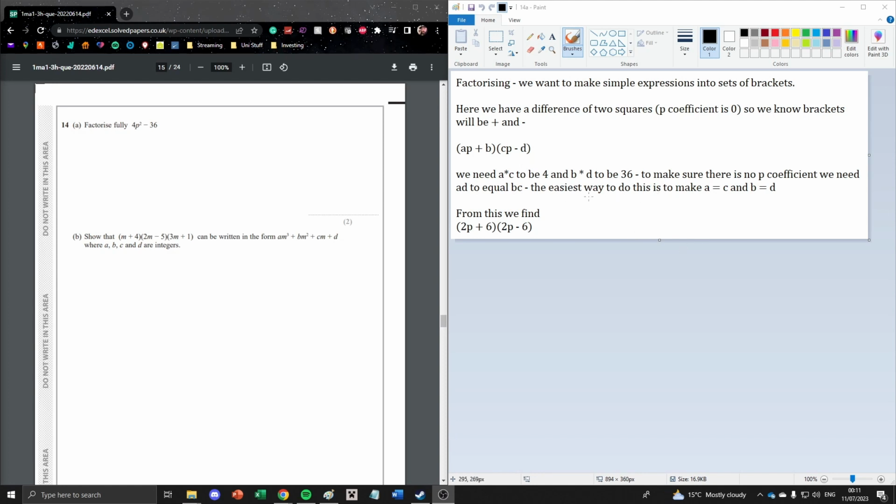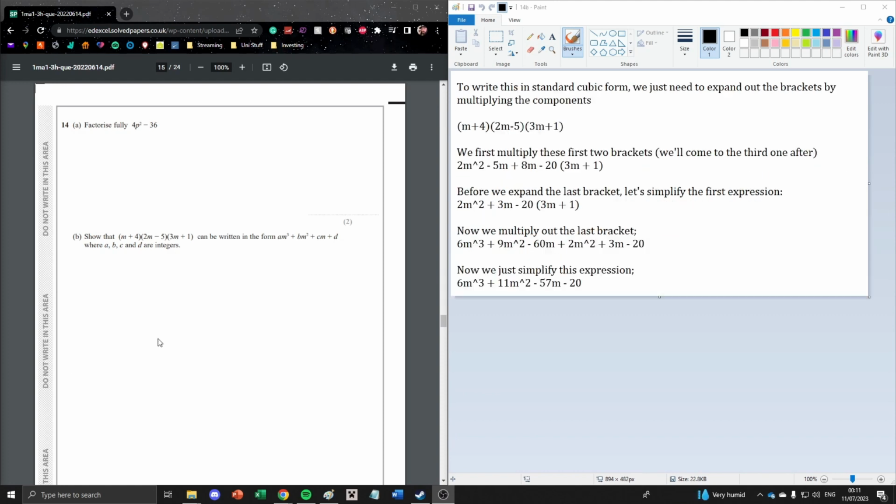And so, what number can we multiply by itself to get 4, for 4p squared? That's 2. And what number can we multiply by itself to get 36? That's obviously 6. So A and C are 2, and B and D are 6. And so when we factorise this expression, we get 2p plus 6, 2p minus 6.